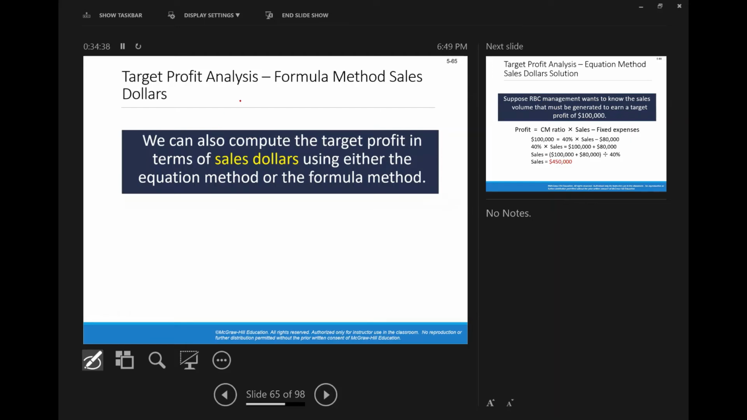Okay, we can also compute the target profit in terms of sales dollars. So now we're doing the same thing we did with the break even. So we looked at units and then we looked at sales. So we're doing the same thing with the target. You can figure out how many units you have to sell, and then we can look at how much do we have to sell in order to make that profit.